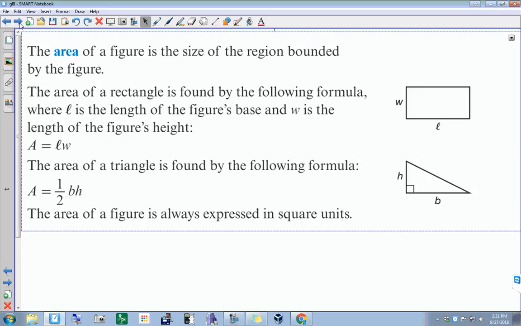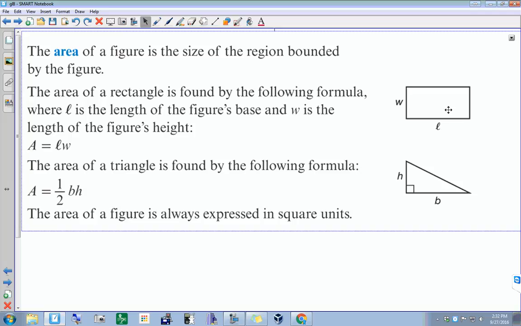Area. Now, you have seen the area formulas before. Make sure your Chromebooks are closed and you're paying attention to me. So, area. Again, nothing new. You have seen this before.